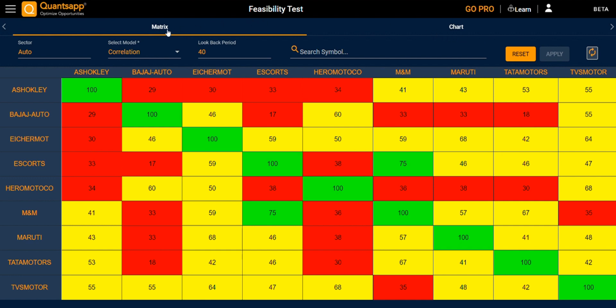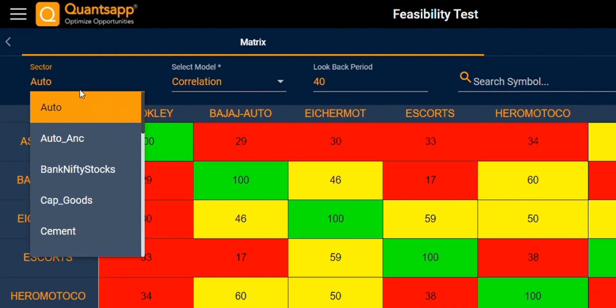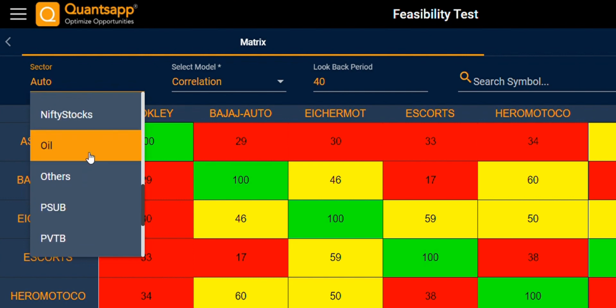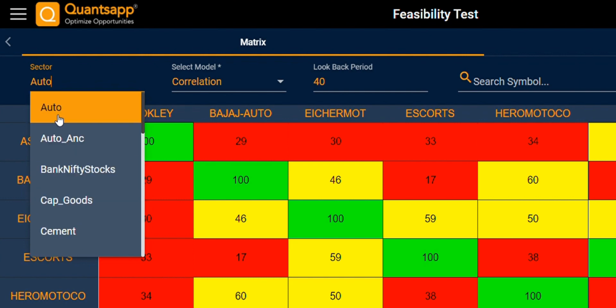First, we will look into the metrics. In the metrics, you have to select a sector from which you want to make a pair. You can select your desired sector. Let's take auto as of now.